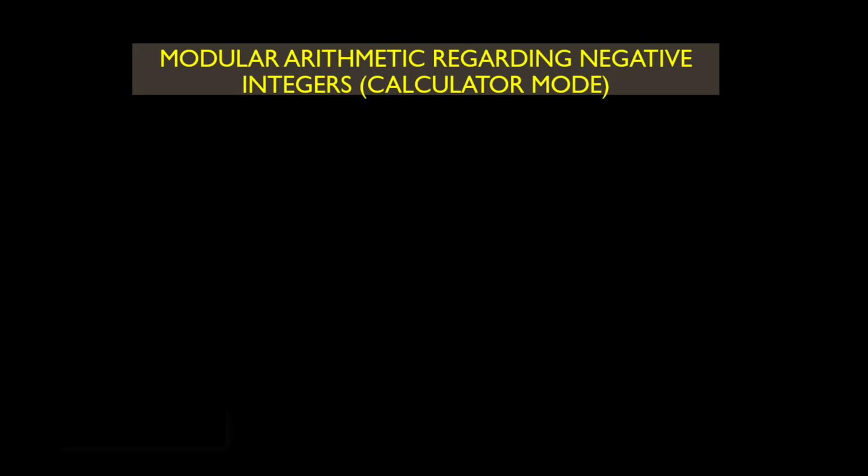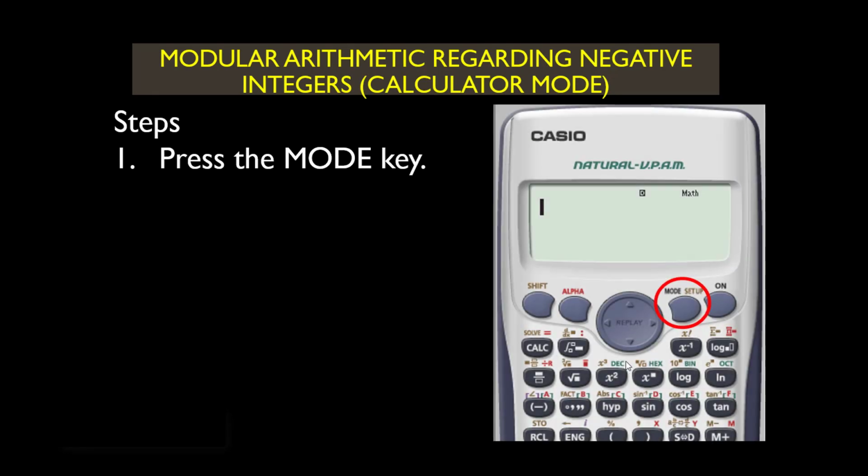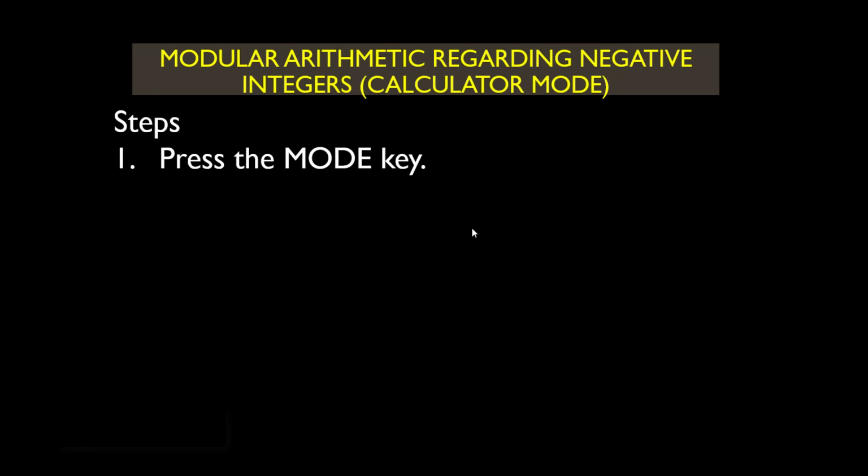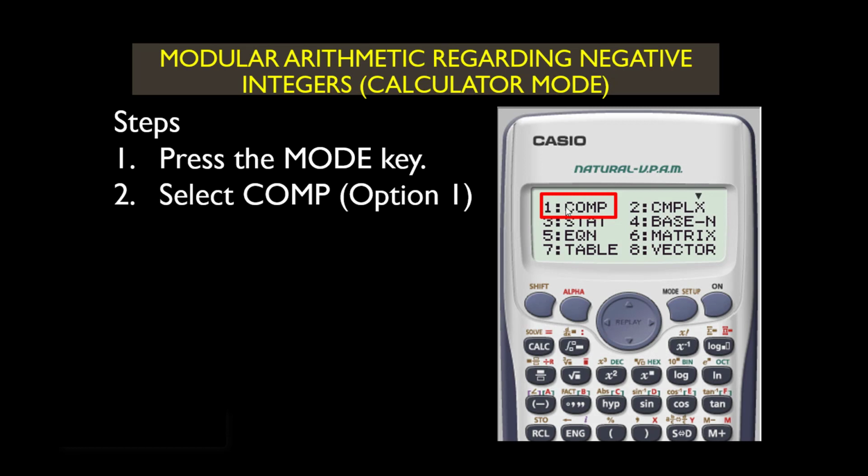Now let's come to the calculator mode when performing modular arithmetic involving negative integers. Let's look at the steps. Number 1, press the mode key. As you can see, this is the mode key. And number 2, select the computational option, that is option number 1, as you can see here.